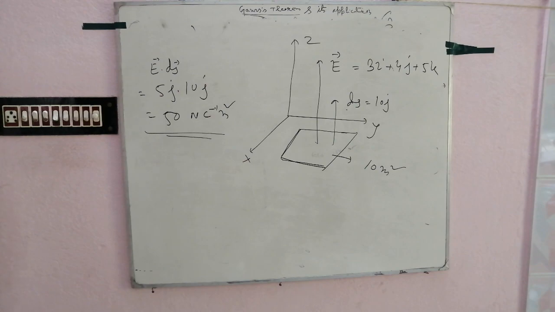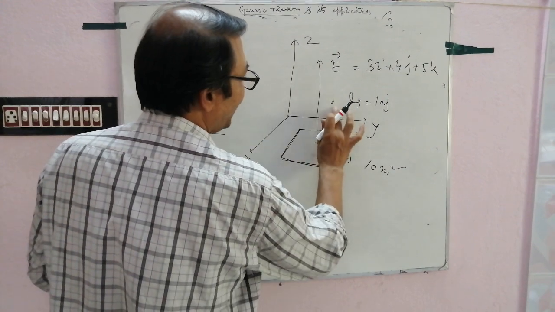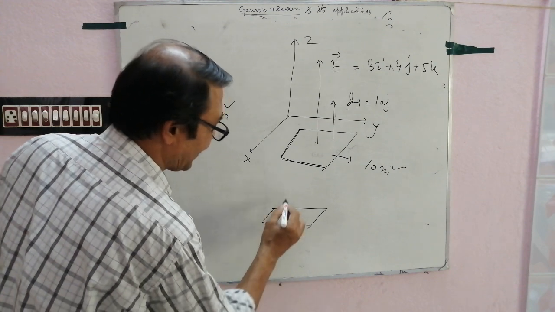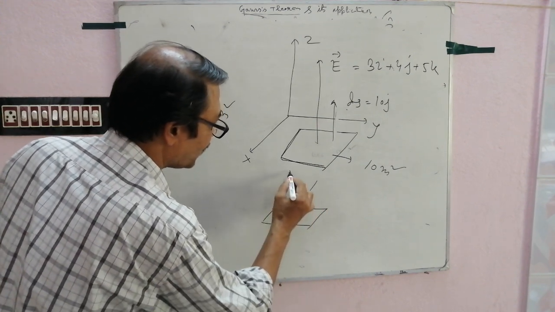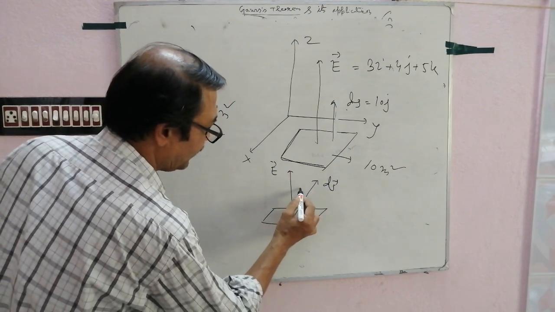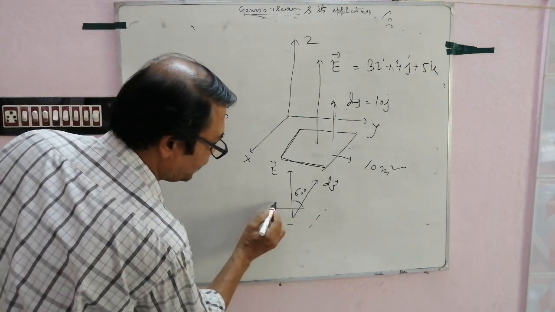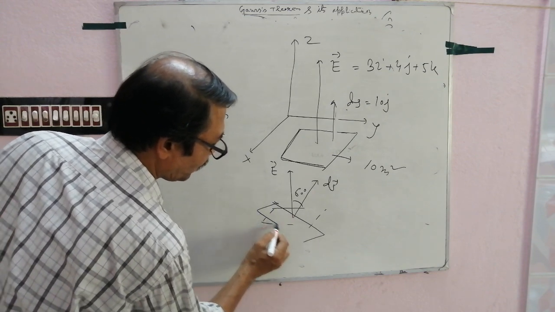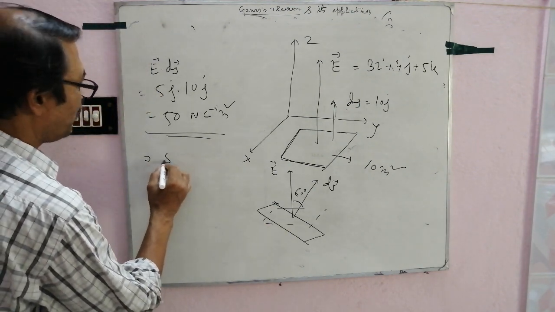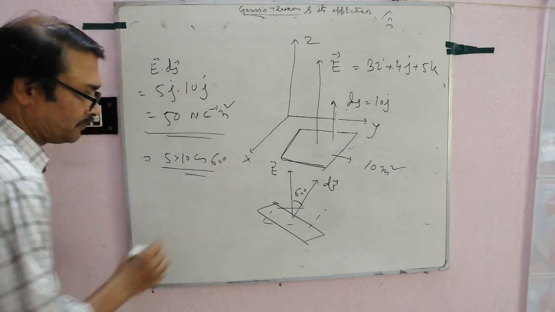This is another problem. If the area is slightly inclined, follow, if the area is slightly inclined at an angle, this is E and this is ds, this is angle 60 degrees. Suppose this is the area. In this case, what will be the result? The result will be 5 into 10 into cos of 60 degrees. Clear?